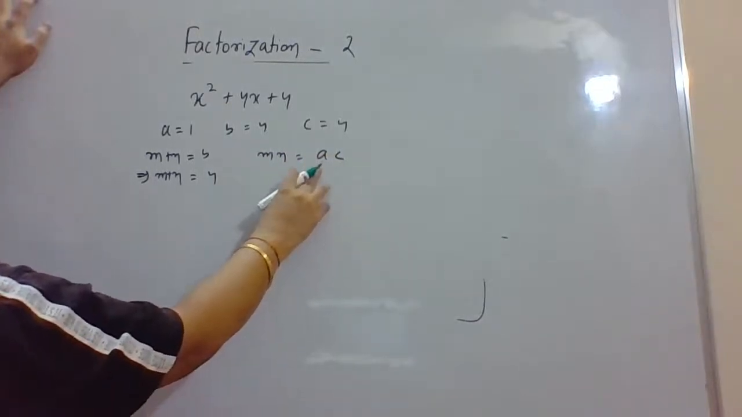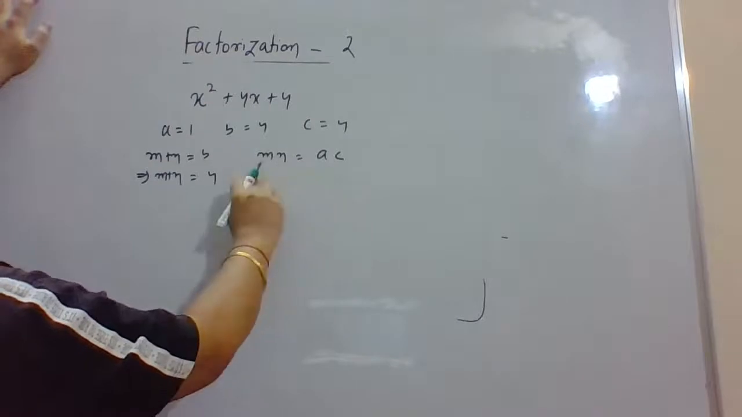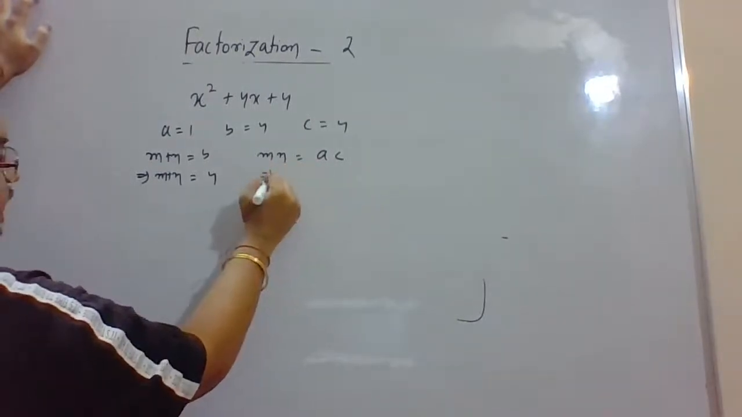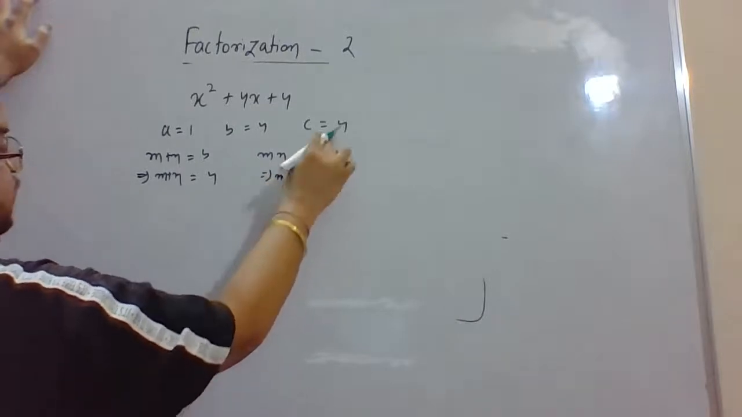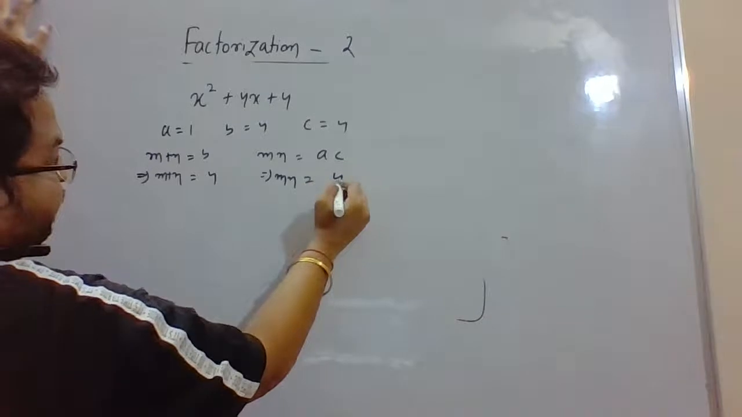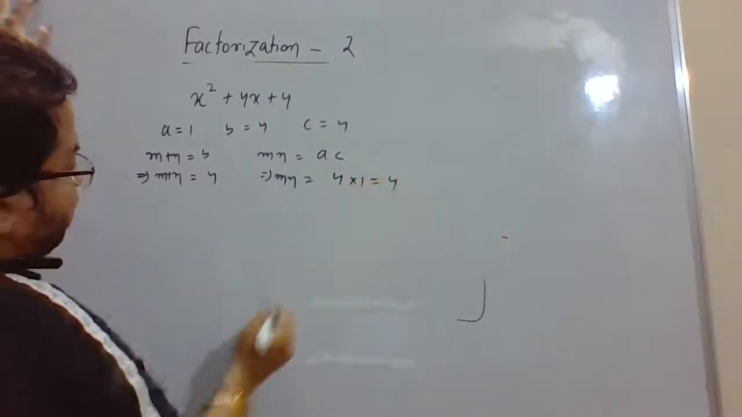Remember, many times students make a mistake here. They continue mn equals c. Remember, it's ac, it's not only c. So mn is c, which is 4, and a is 1. So 4 into 1, that is 4.